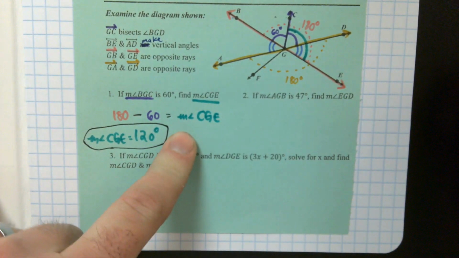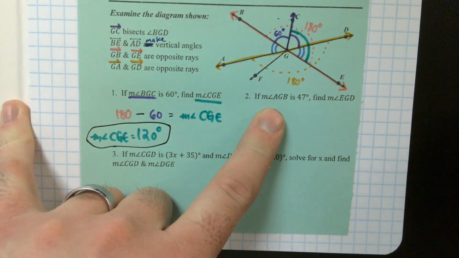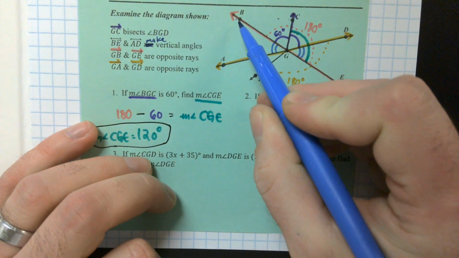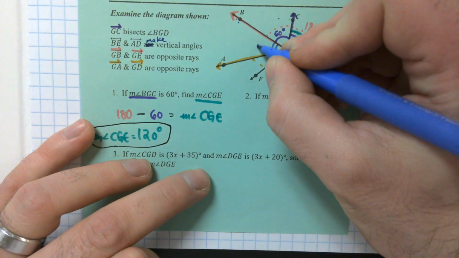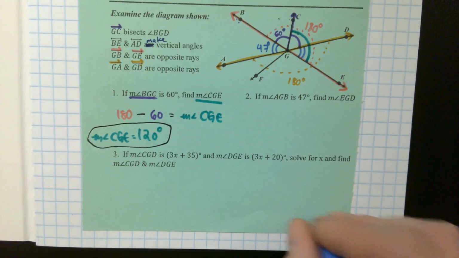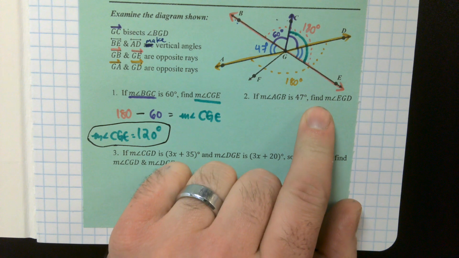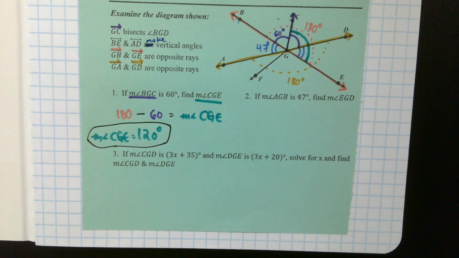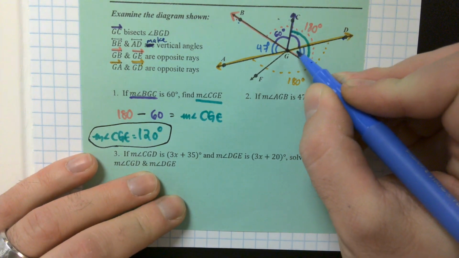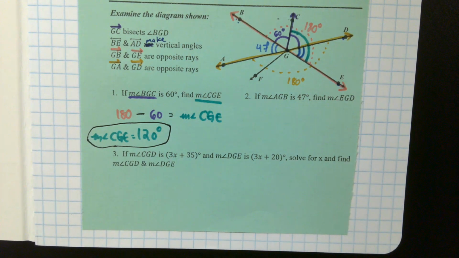Any questions on that first one? Okay. Second one says, if measure of angle AGB is 47, well, where's AGB? AGB. So this double blue line is 47 degrees. Find the measure of angle EGD. Here's E, there's G, there's D. So I'm looking for this, again, this little double blue angle off to the right-hand side.